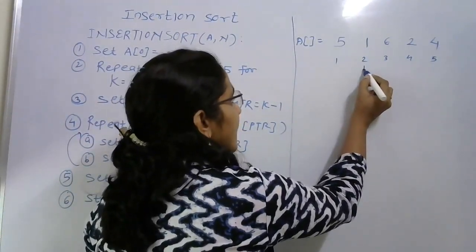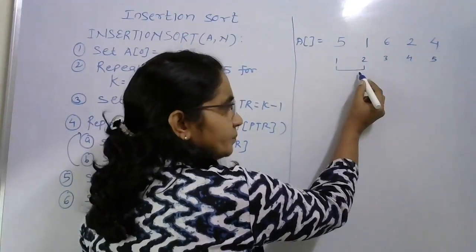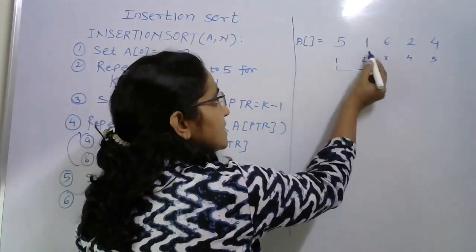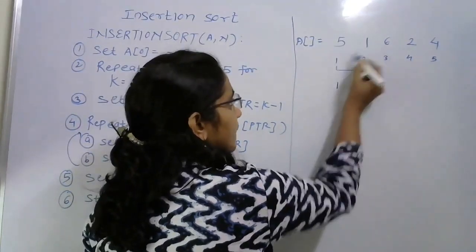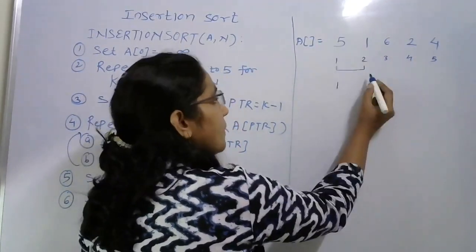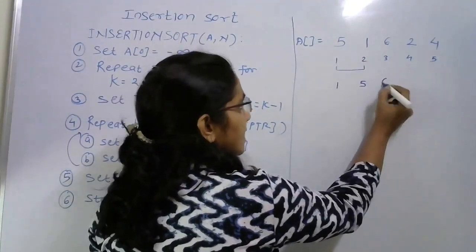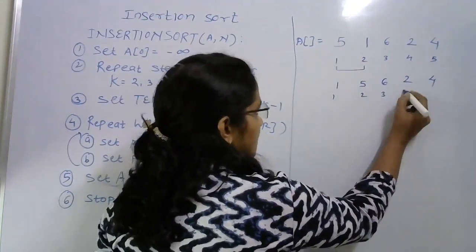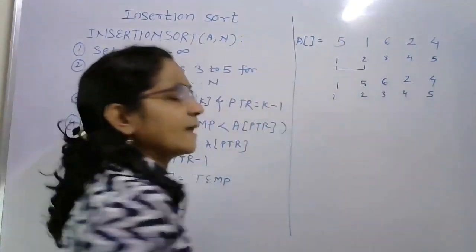Then compare this second element with the first element. If the second element is less than the first element, then just interchange the positions. Means 1 is at the first location and 5 is at the second location, and the remaining elements are the same at their respective locations.